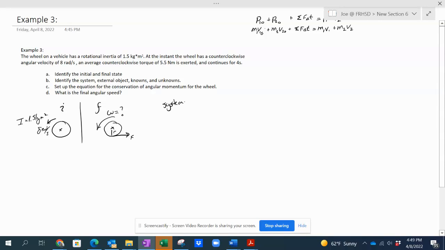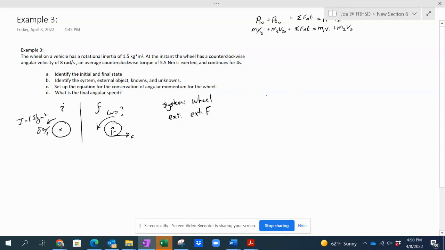Our system is the wheel, and we can imagine there's a force exerting some sort of torque on the system. So that would be external to the wheel. All right. So we have drawn here initially what is occurring, and if we have a torque exerted in the same direction as the initial angular speed, it's going to increase its angular speed. It's just going to spin faster. It's already moving one way, you exert a torque in the same way, it's going to move faster.